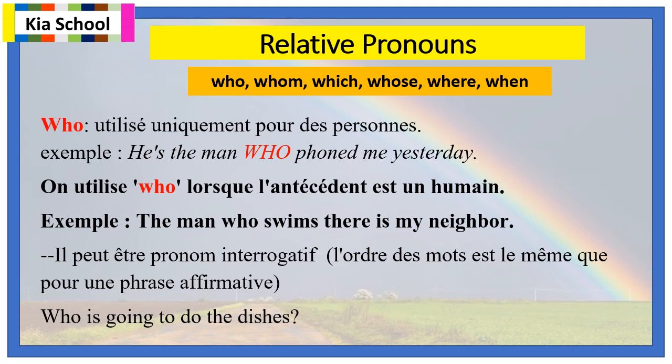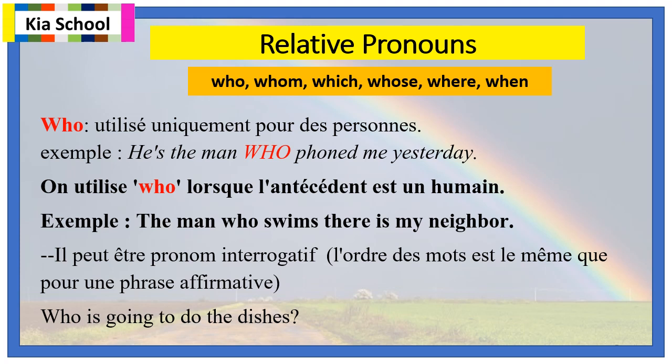Who, par exemple, utilisé uniquement pour des personnes. Exemple: He's the man who found me yesterday. On utilise who lorsque l'antécédent est un humain. Exemple: The man who swims there is my neighbor.